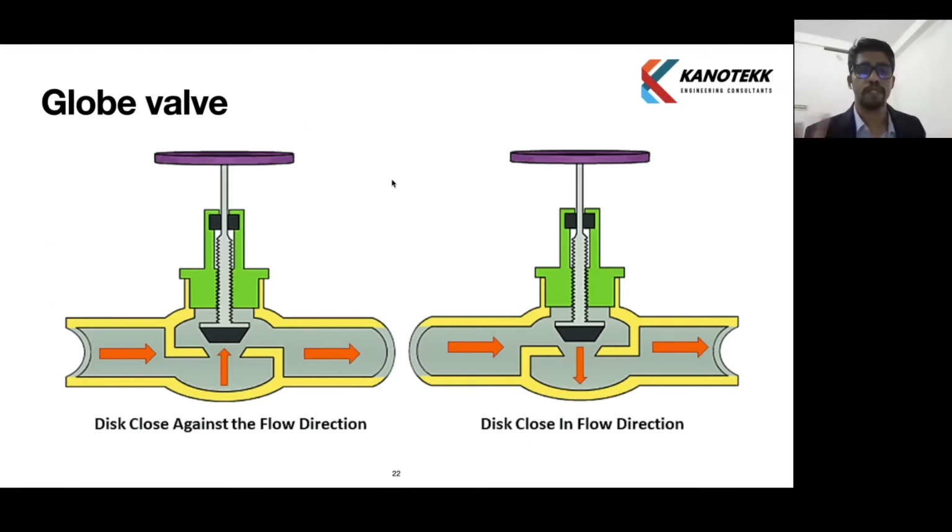So these two designs are actually used in different applications. If the disc is closing against the flow, that type of valve is used where we want quick open. It is not actually very quick, but still we use it for quick open services where flow control is required. And the second one we use for quick close, because there is an advantage of the flow pushing the disc downwards, so we use it for quick close type.